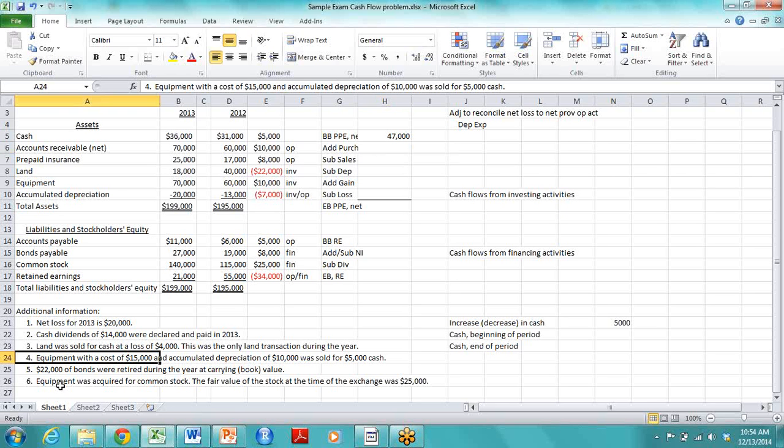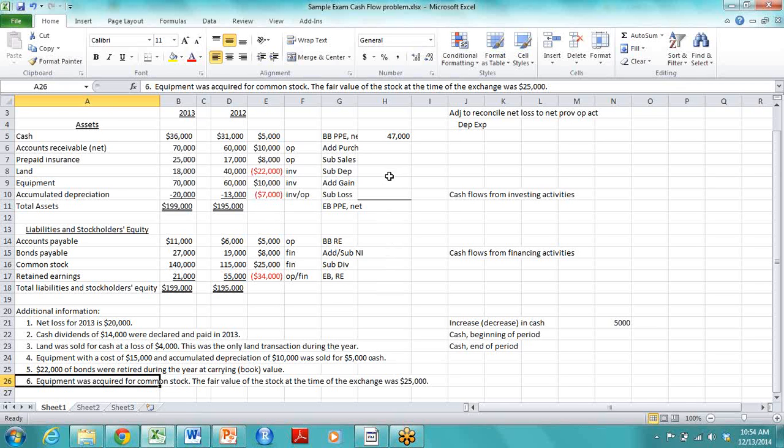So let's start with the sale, because we're given a lot of information about the sale, and we're given only a little bit of information about the purchase. So for the sale, we can see here that the equipment had a cost of $15,000. It had accumulated depreciation of 10. So on the day of the sale, the net book value was $5,000, and we also sold it for $5,000. So in this example, because the net book value and what we sold it for are the same, we're not going to have a gain or loss.